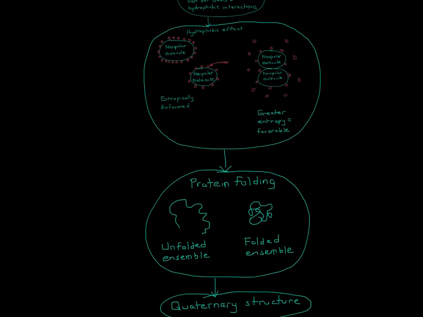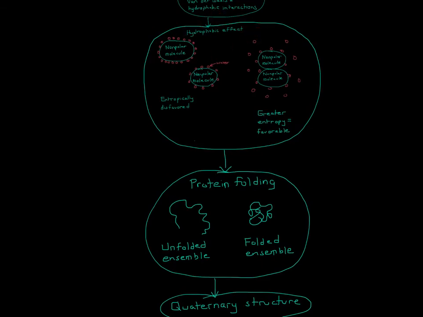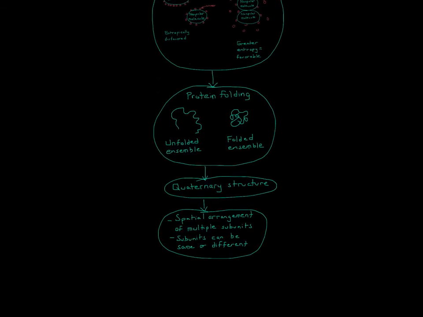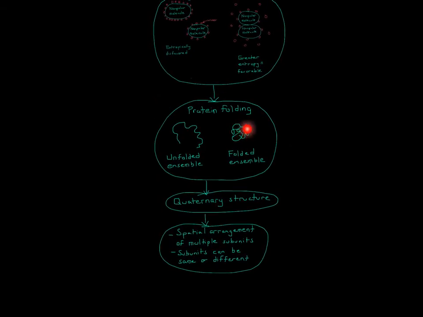So why is this important? Well, the hydrophobic effect leads to protein folding because it goes from the unfolded ensemble to the folded ensemble. And this is important because on the interior side is where all the hydrophobic R groups are. So this is how the protein folds into the correct shape, and that's how you get the special structure of the protein and then therefore the function of that protein.